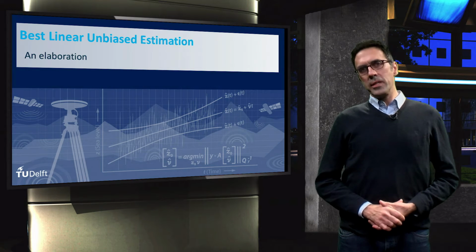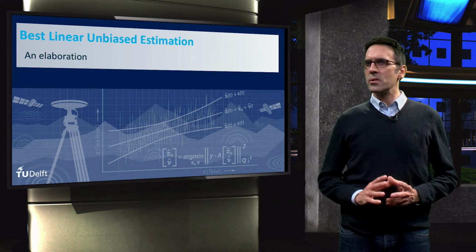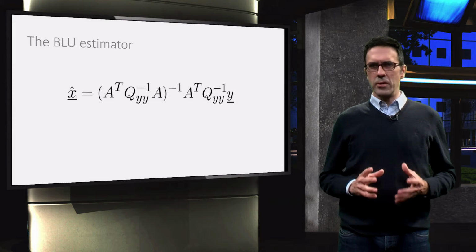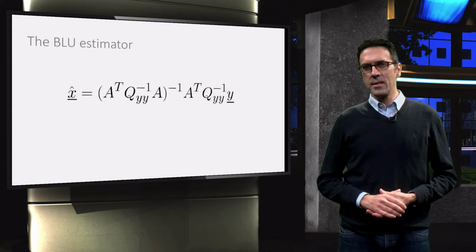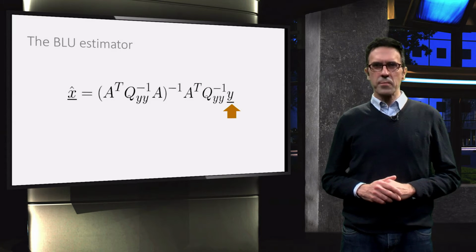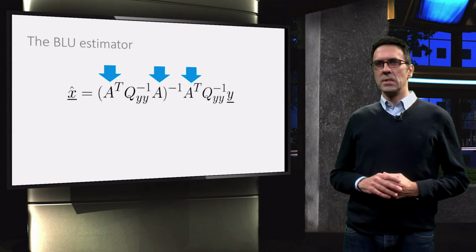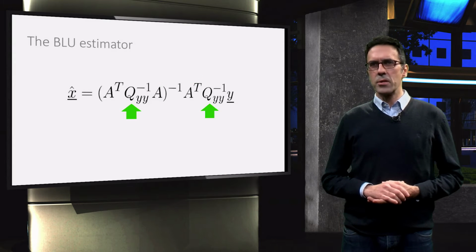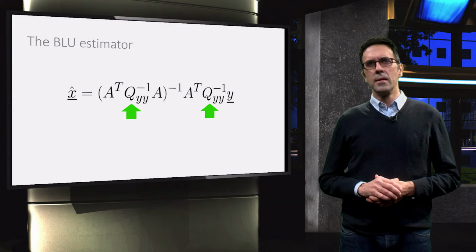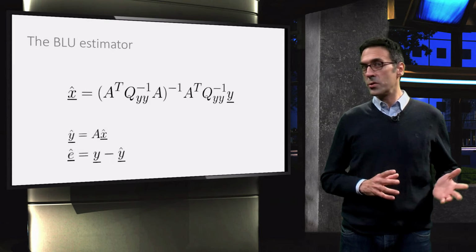To understand the background and implications of best linear unbiased estimation, I would like to go a bit deeper into its origins. Here you see the final appearance of the best linear unbiased estimator x hat. It is clear that apart from the observations in vector y, it is dependent on two components: the design matrix A and the covariance matrix Qy, or actually the inverse of this covariance matrix. The other estimators, y hat and e hat, remain unchanged from the way we introduced them earlier.